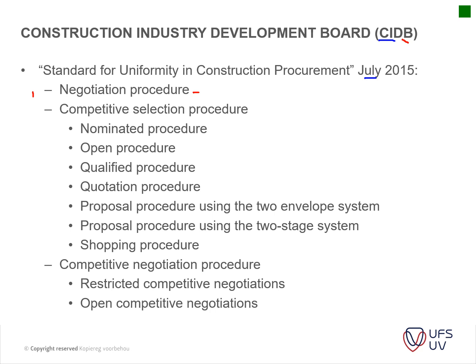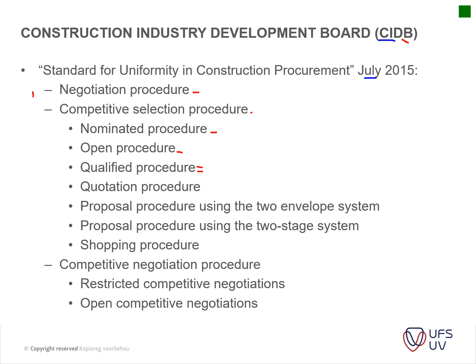That's usually also in a design and build, where it's a very specialized installation. And then you've got your competitive selection procedures, where you have a nominated procedure, where you nominate a certain amount of contractors and they can tender on the project. Only those contractors can tender. The one mostly used by government is the open procedure, where it's an advert and any contractor that adheres to the requirements can tender on this project. Then you have your qualified procedure, where you only invite contractors that are qualified, so they screen in a pre-tender period.